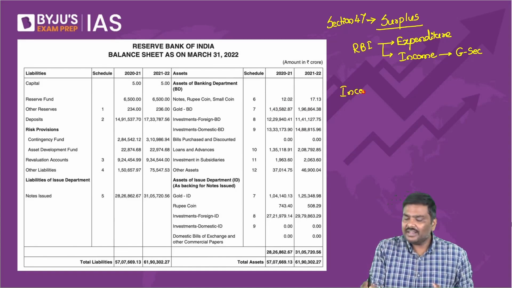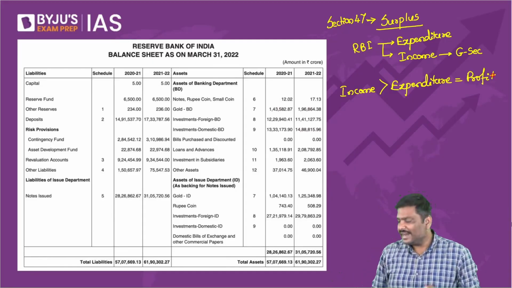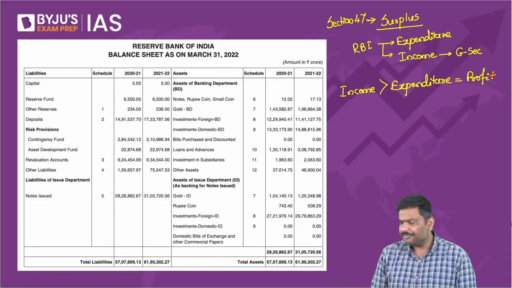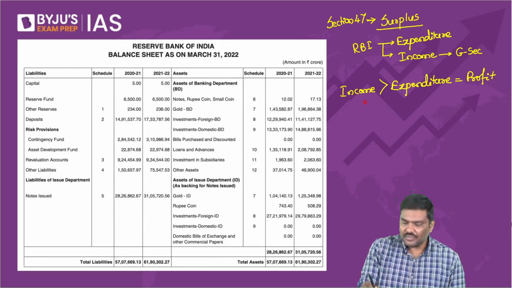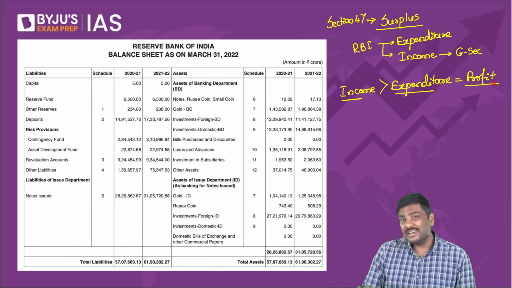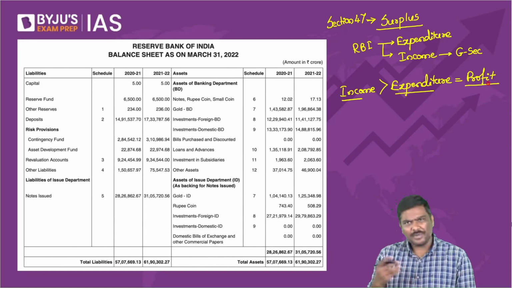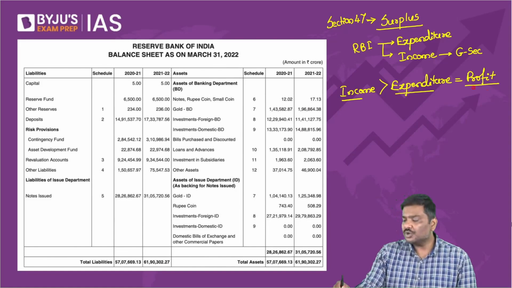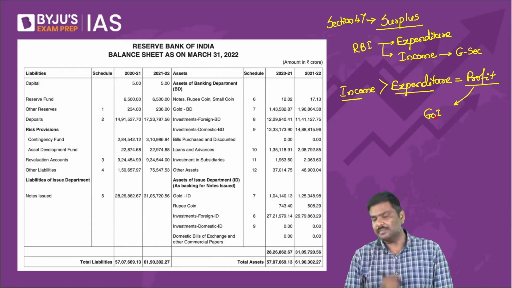RBI will earn a huge amount of money. Now please understand the next point. If income is greater than expenditure, can I call this a profit? Let me know. It's a profitable situation. And in the case of RBI, this is correct. In the case of RBI, income is greater than expenditure. Now, if RBI is earning profit, who is the owner of RBI? Owner of RBI is Government of India. So the profits should go to whom? It should go to Government of India.